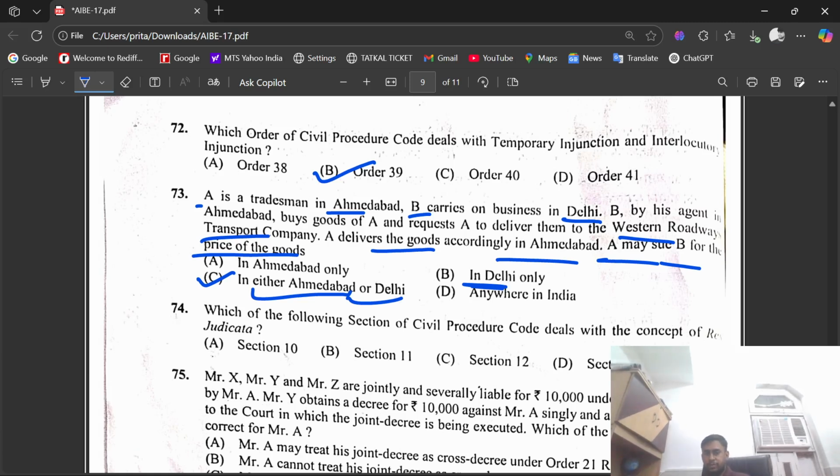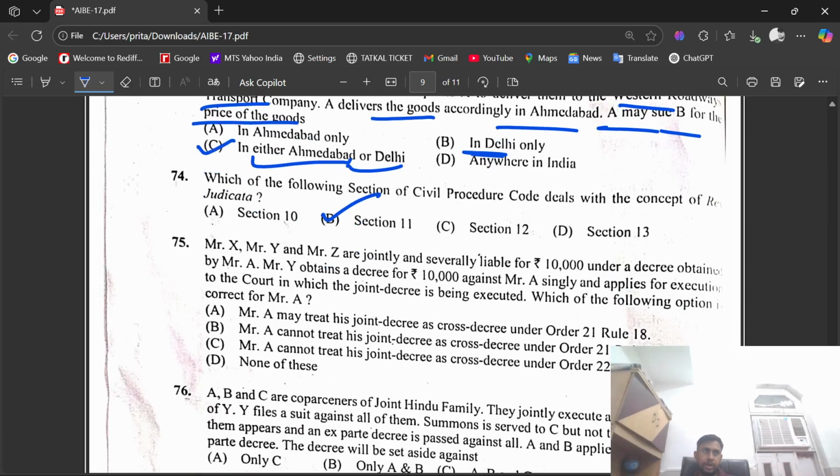Question number 74. Which of the following sections of Civil Procedure Code deals with the concept of res judicata? The right option is option B, that is section 11. Section 10 talks about res sub judice and section 11 talks about res judicata.